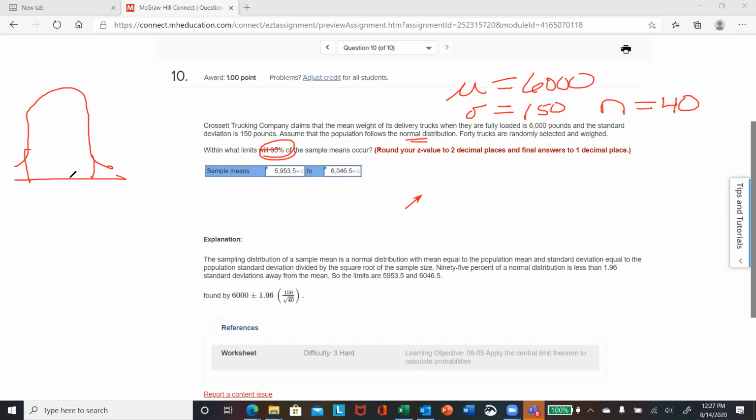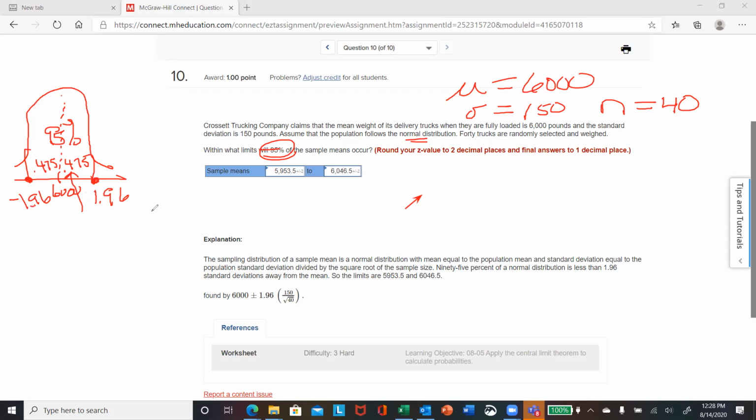So essentially, if 6,000 is in the middle, they want you to get the z-values. You got to find 2 z-values that's going to give you within up to 95%. So if I split 95 in half, we know that that's 0.475 and 0.475. If you look that area up in your Z table, that's going to give you 1.96, and that's negative 1.96.